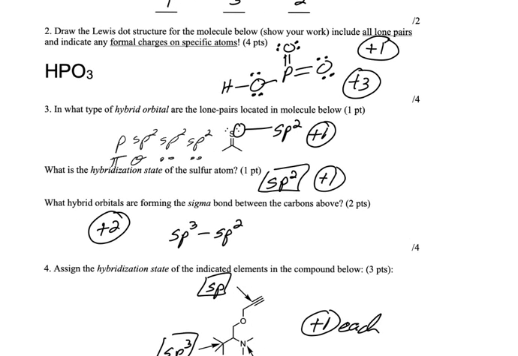What hybrid orbitals are formed in the sigma bond between the carbons above? Again, this carbon is sp2 hybridized, this is sp3. So this carbon is using a p orbital for a pi bond, and the other three sp2 orbitals are used for sigma bonds. So it's sp2 from this carbon, and this carbon is sp3 hybridized, so all the orbitals are sp3. So it's sp3 to sp2.